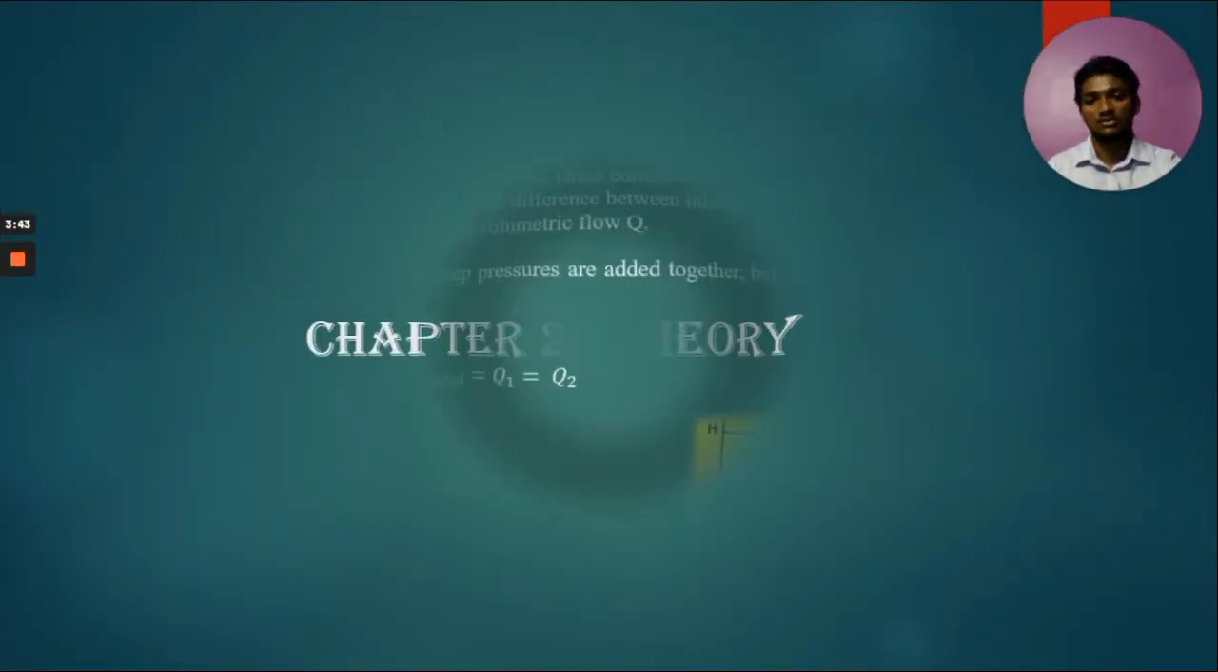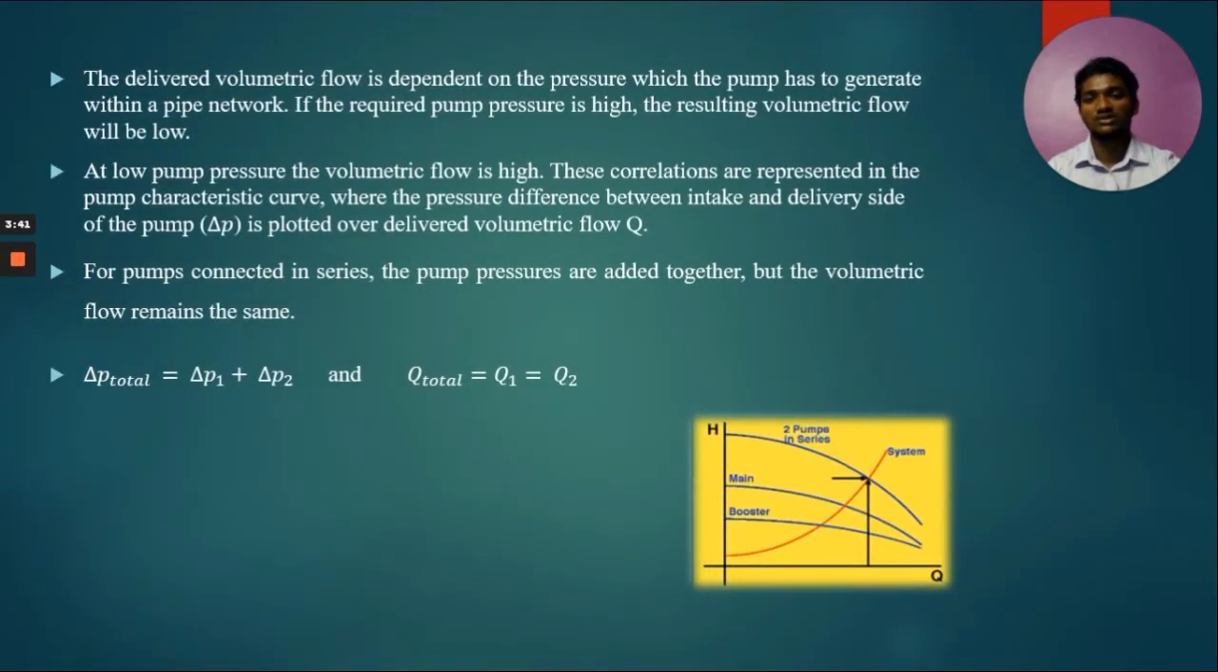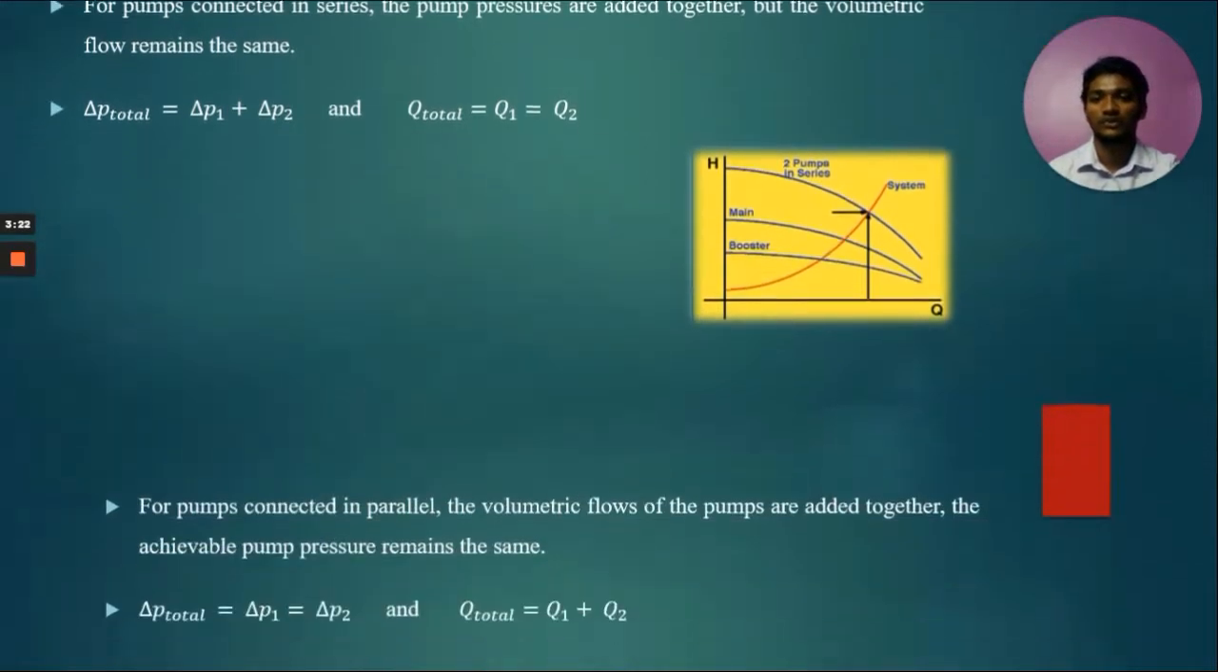And then the theory. For the series pump, pressures are added together but the volumetric flow remains the same. This is the simplified term for the series pump, where P total equals P1 plus P2 and Q total equals Q1 equals Q2.